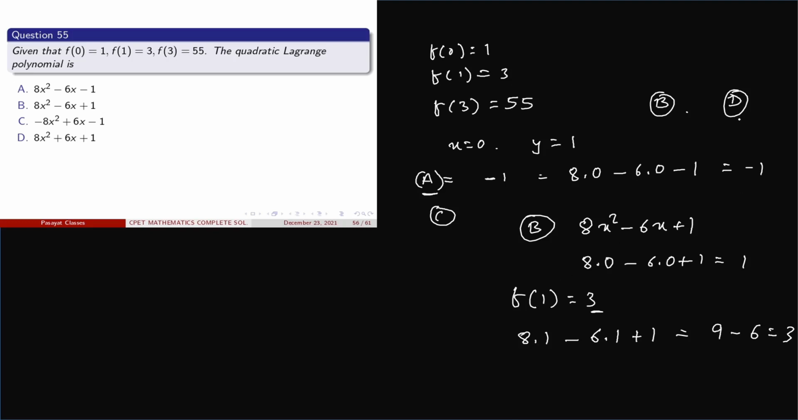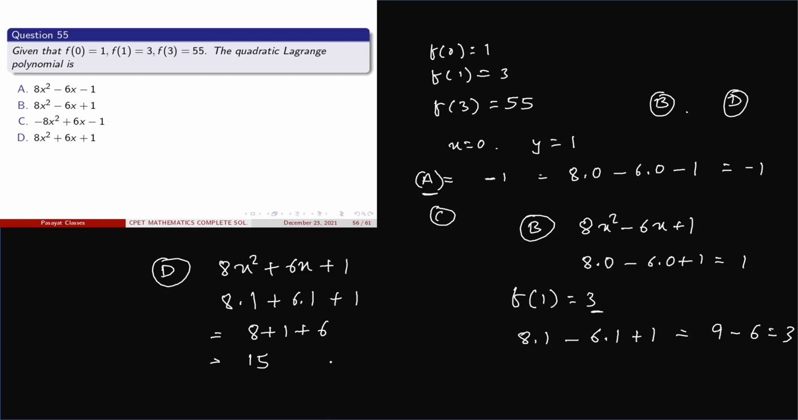And in option D, here observe that D is 8x square plus 6x plus 1. So this one is 8 into 1 plus 6 into 1 plus 1. This one is 8 plus 1, 9, 9 plus 6, this one is 15. So here f of 1 is not equal to 3. So option D is wrong one.